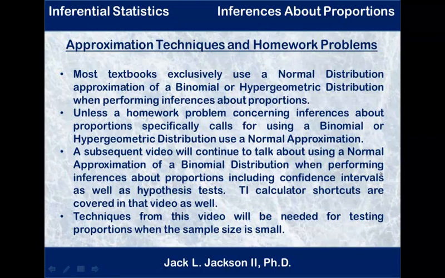Now here's the thing. Most textbooks exclusively use a normal distribution approximation for something that's truly binomial or hypergeometric when they're performing inferences about proportions. Now, that's actually problematic because the real p-values should come not from a normal distribution, they should be coming from a binomial or hypergeometric distribution. In fact, most of the time, really from a hypergeometric. However, this normal distribution does give a pretty good approximation.